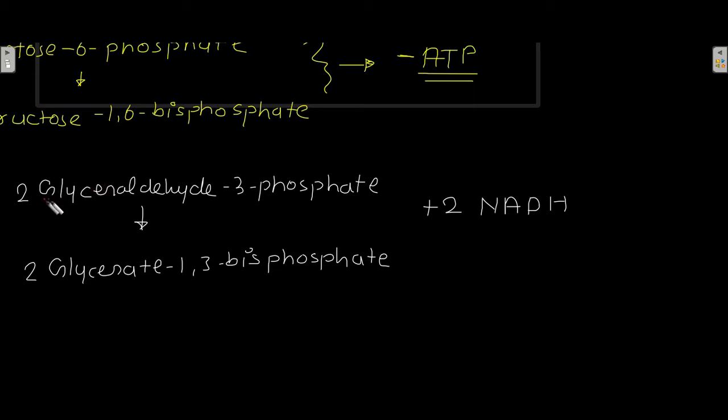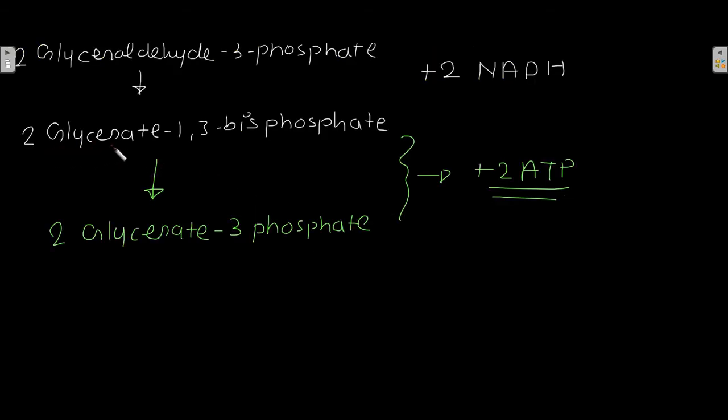Now in glycolysis, when 2 glyceraldehyde 3-phosphate is converted into 2 glycerate 1,3-bisphosphate, 2 NADH molecules are synthesized. Okay, 2 NADH molecules are synthesized when 2 molecules of glyceraldehyde 3-phosphate get converted into 2 molecules of glycerate 1,3-bisphosphate during glycolysis. Now when these 2 molecules of glycerate 1,3-bisphosphate are converted into 2 molecules of glycerate 3-phosphate, in this reaction 2 ATP molecules are produced.